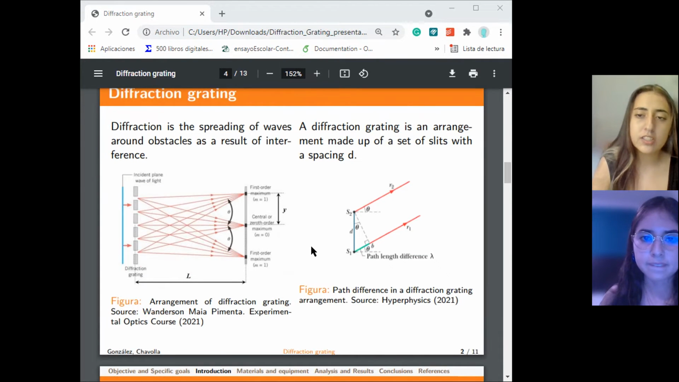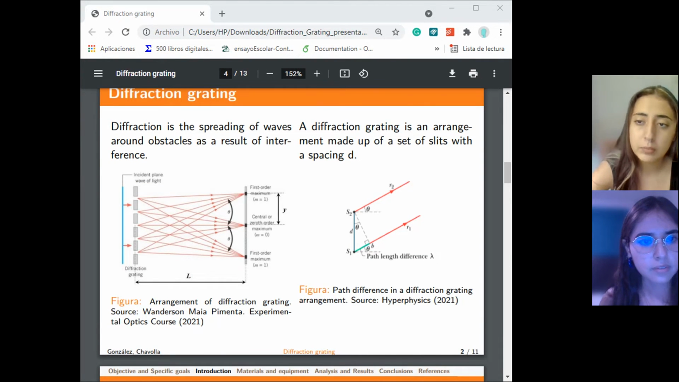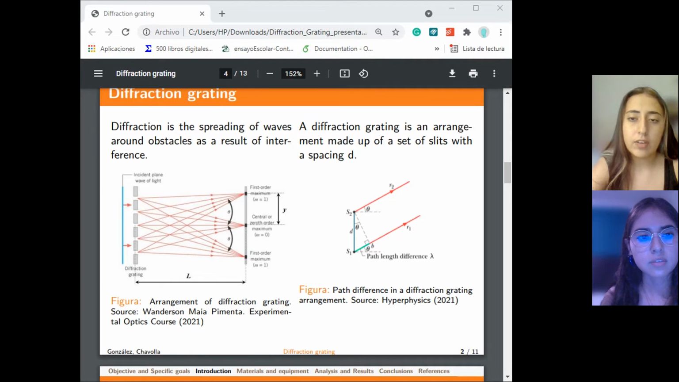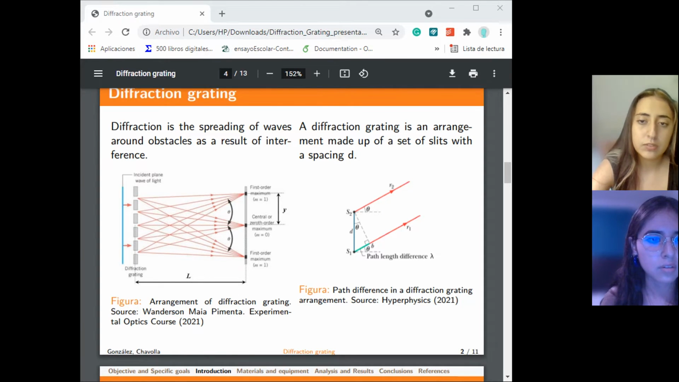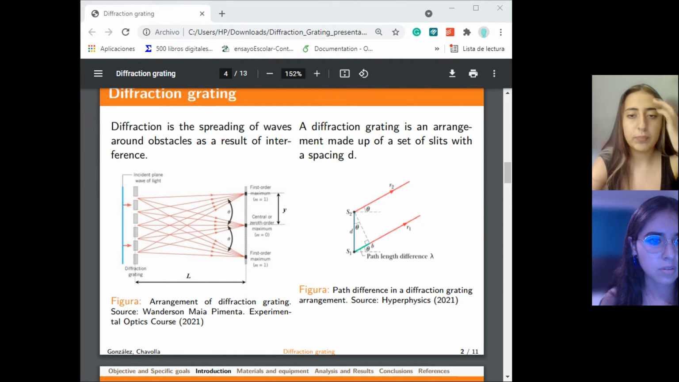Now, diffraction is the spreading of waves around an obstacle due to interference, and a diffraction grating is considered when we have four or more apertures. And according to the Huygens principle, which states that every point on a wavefront may be considered as a source of secondary waves, we are going to derive the following.